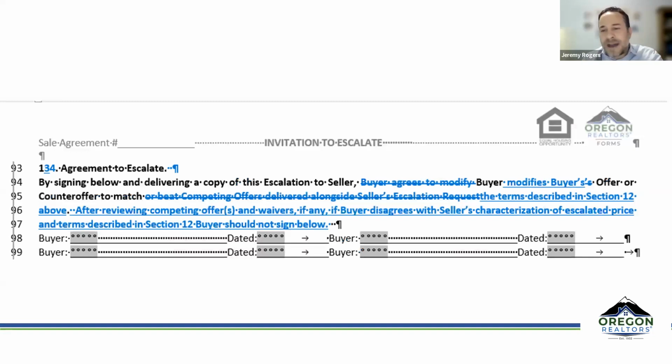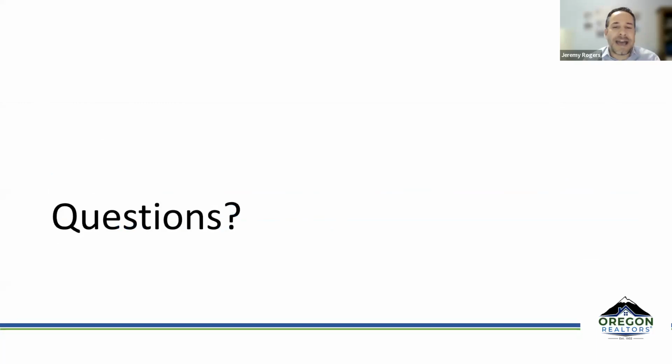And then we would modify that section 13 as well, based upon the modification that we're making in section 12, to mention the terms described up in section 12 above, and that we instruct buyer, hey, if you don't believe that seller captured in section 12 the actual price and terms that would result from the escalation and the competing offer, then you shouldn't agree to this. You still have some more negotiating that you need to do. All right, so that is our invitation to escalate form.